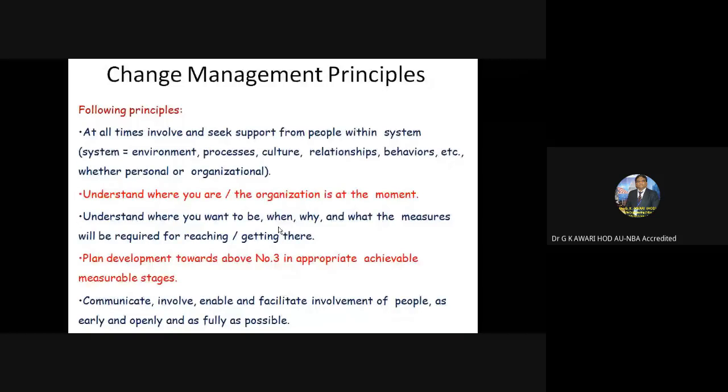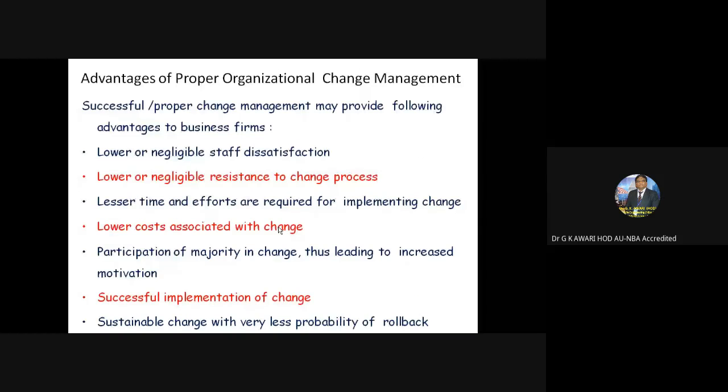Therefore, the government of India is communicating with the students, with the parents, with the technical institutions, with the technical boards. So everywhere, all stakeholders throughout India are being told about this change, this national education policy, so that the change which is being brought by India after 38 years should be successful. So the change management principle is not hiding the changes, but communicating, involving, enabling, and facilitating the involvement of people as early and as openly and as fully as possible.